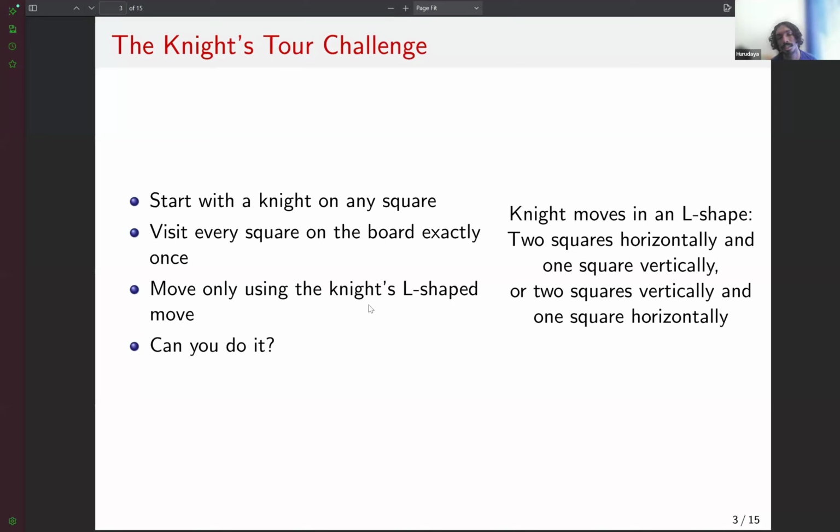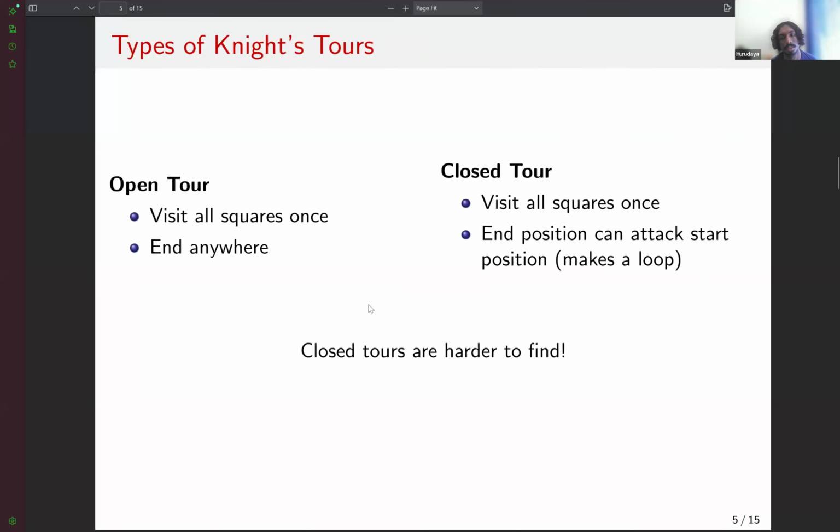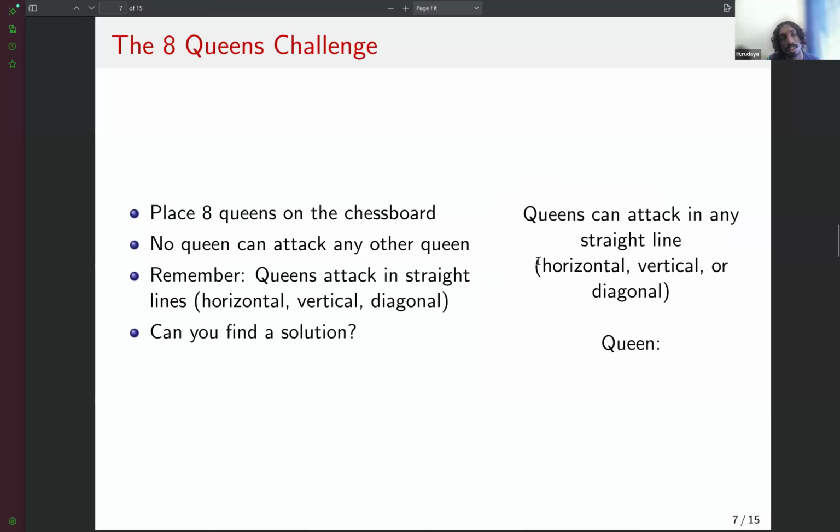Okay. So that's the knight's tour. This is what we were mentioning. There's two kinds of tours. One is where you visit all the squares and you end anywhere you want. The other one is where you visit all the squares and you come back to where your start position was. Okay. I will not be spoiling the solution.